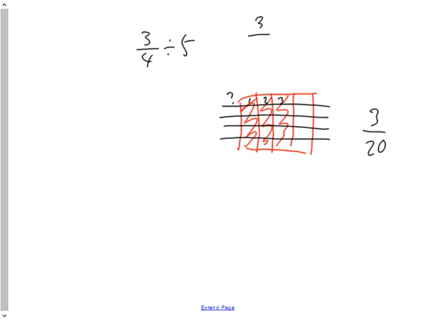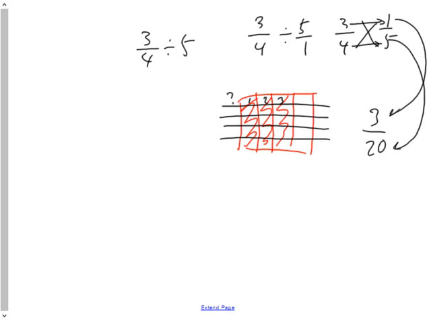But we've evolved our thinking, and now we know that 3/4 divided by 5 is really that. And to solve it, we can multiply by the reciprocal of 5, which is 1/5. When we multiply the numerators, we get 3. When we multiply the denominators, we get 20. We still end up with the same answer of 3/20 without having to model.